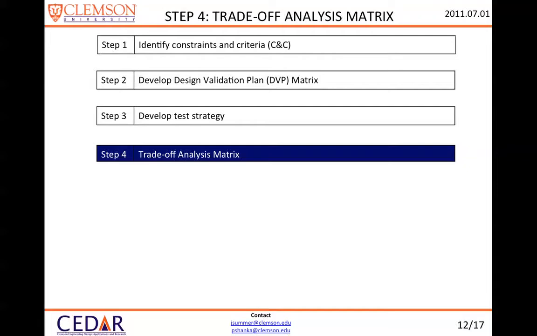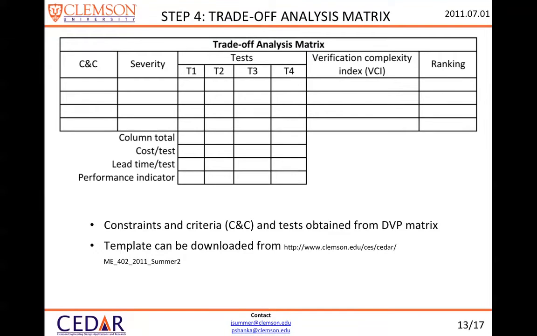The next and the final step in the method is to develop the trade-off analysis matrix. The template for the trade-off analysis matrix is shown here. In the leftmost column, C and C indicates criteria and constraints, which can be taken from step 2.